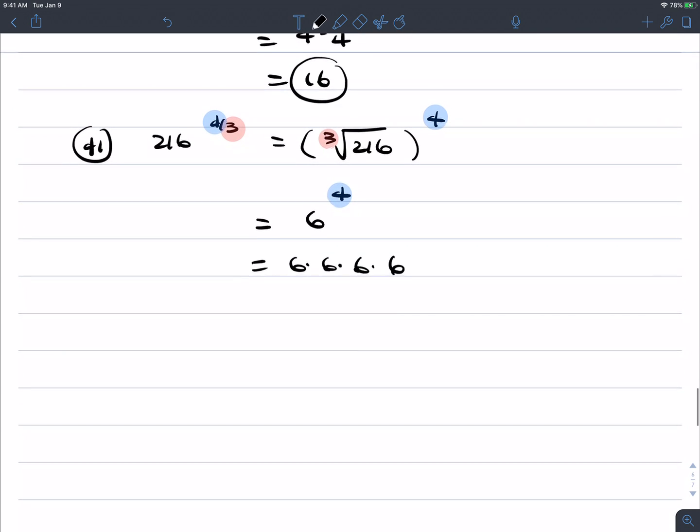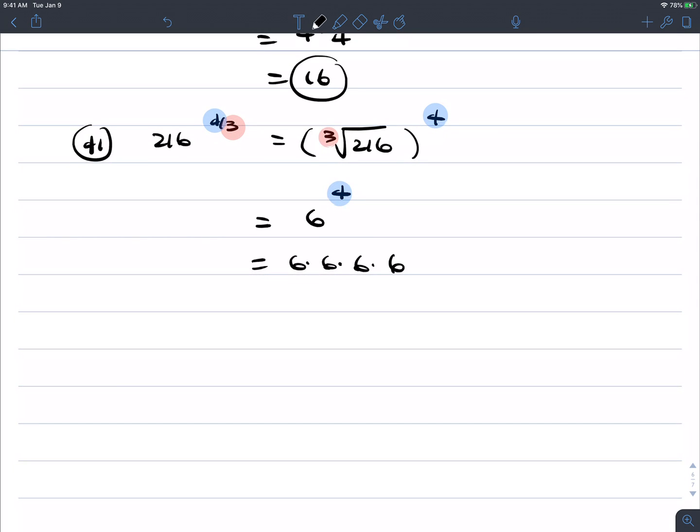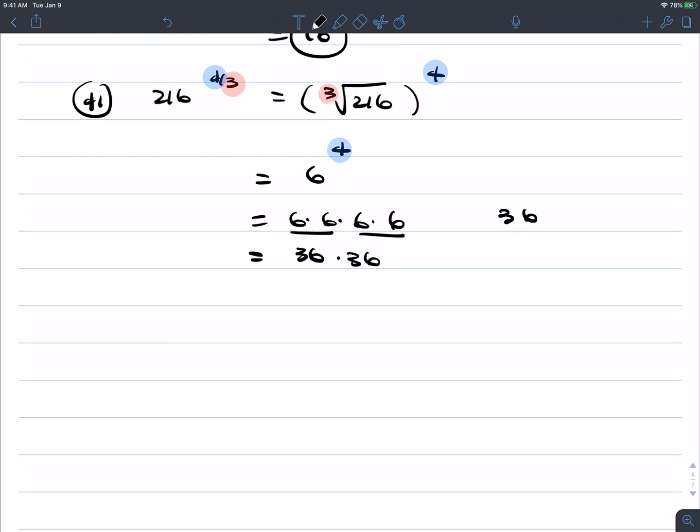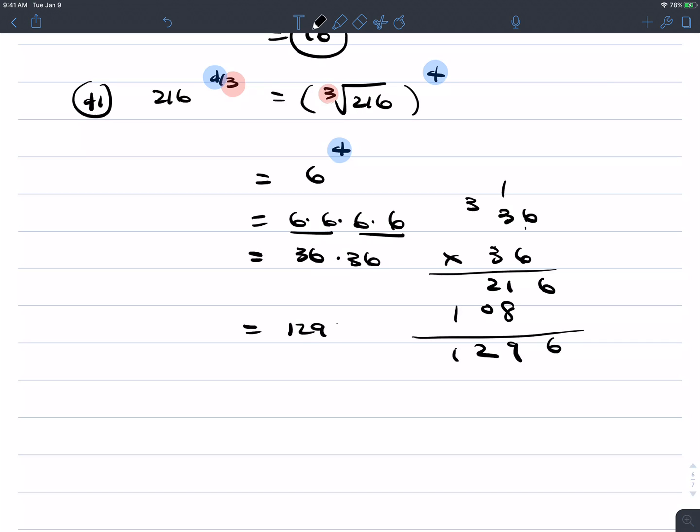So 6 times 6 times 6 times 6. So remember, I don't know what these answers are. I just know how to multiply. And that's going to be, if I multiply these two, 36 times 36. So we bring out our algorithm. 6 times 6 is 36. 6 times 3 is 18. What's 18 plus 3? Is that 216? Then 3 times 6 is 18. 3 times 3 is 9 plus 1. Isn't that 10? 6, 9, 2, 1. So we get 1296.